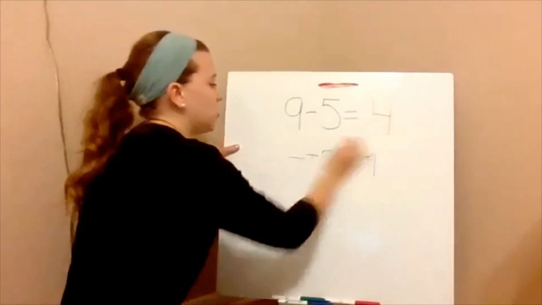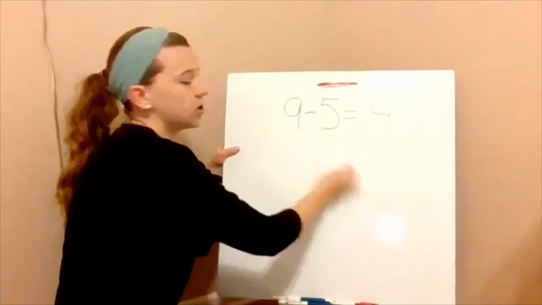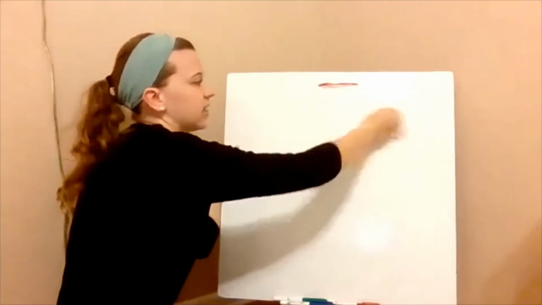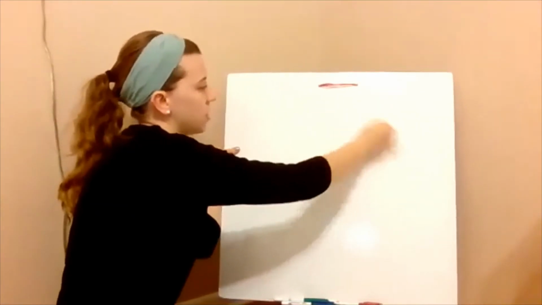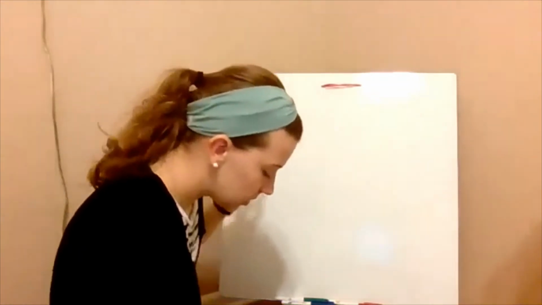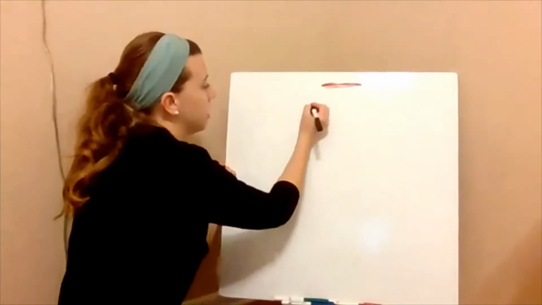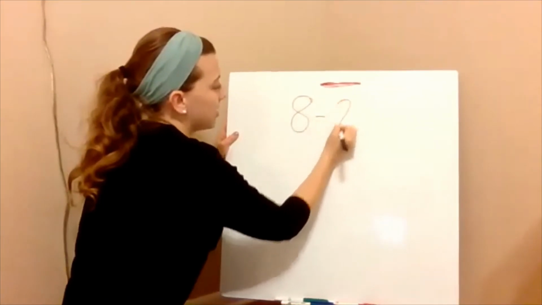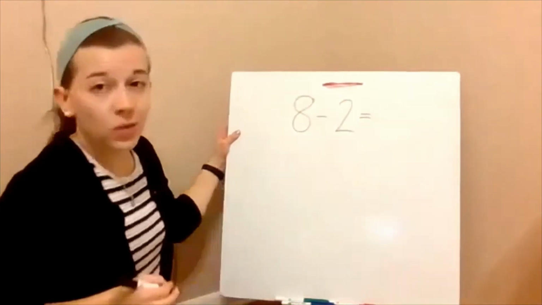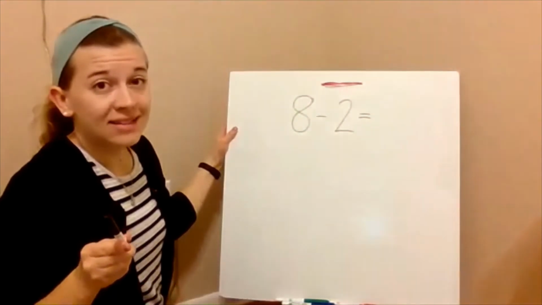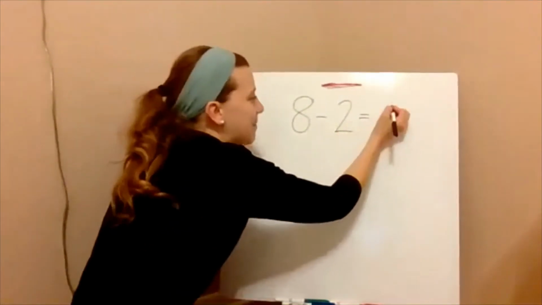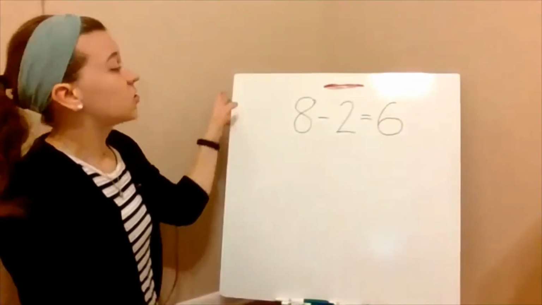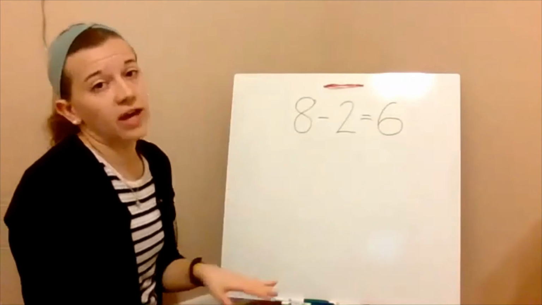All right, let's do one more, one without a story. We're just going to do a subtraction problem and then do the related addition problem. Okay? All right. So let's do 8 minus 2 equals, what does 8 minus 2 equal? 6. 8 minus 2 equals 6. Very good. So now what would the related addition fact be?